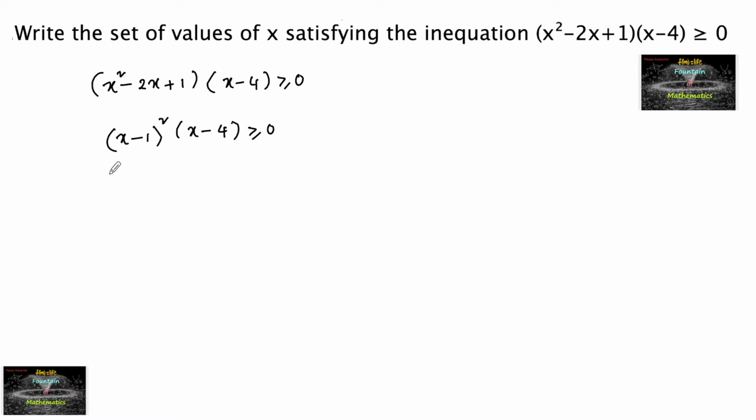Take the number line and write the factors here. x minus 1 whole square, we will take it as x equals 1, and next x minus 4, we will consider 4. So 1 and 4 are the critical points, the roots. Now, using the wavy curve method, start taking the curve from the right side, and at x equals 4 we can see that the power of the factor x minus 4 is odd, so it changes from positive to negative.